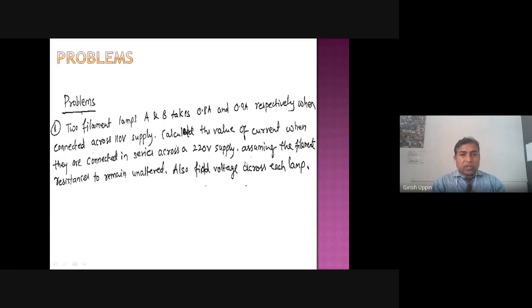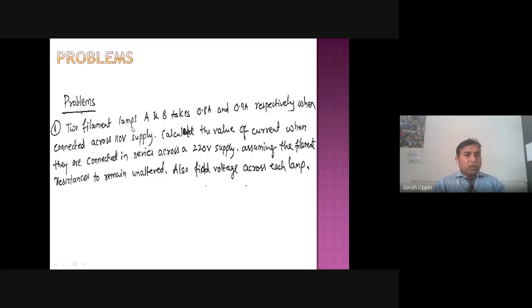So the first thing here is the assumption: assuming the filament resistance remains unaltered. The reason being, when you keep the lights on, heat is produced and temperature will increase. We will not consider that. We'll assume that the resistance will remain the same, it will not change. And if it is not specified, you have to take the resistance as remaining the same.